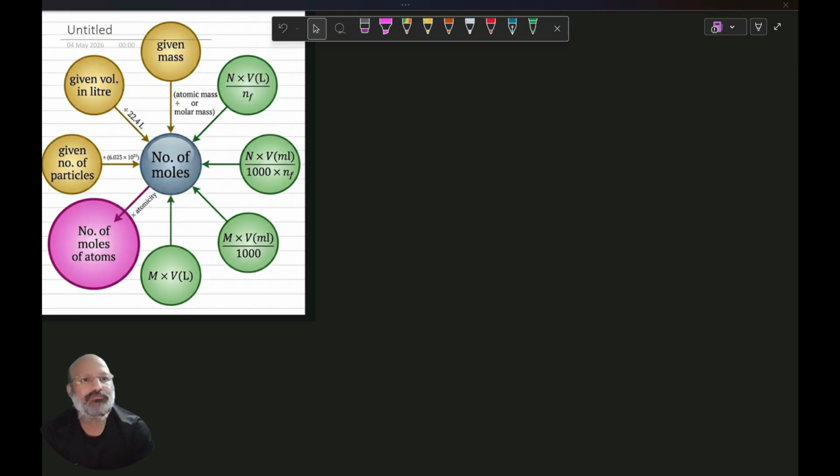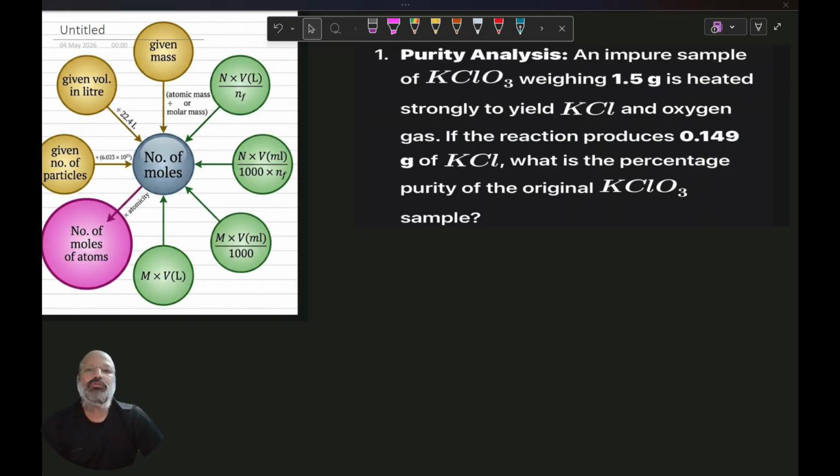Let's take one example. In this particular question, it is said that an impure sample of KClO3 weighing 1.5 gram is heated strongly to yield KCl and oxygen gas. If the reaction produces 0.149 gram of KCl, what is the percentage purity of the original KClO3 sample? How to do this? Let's first write down the equation.